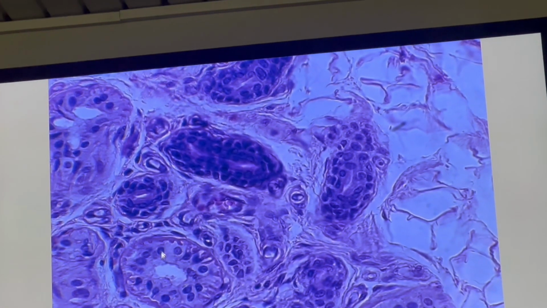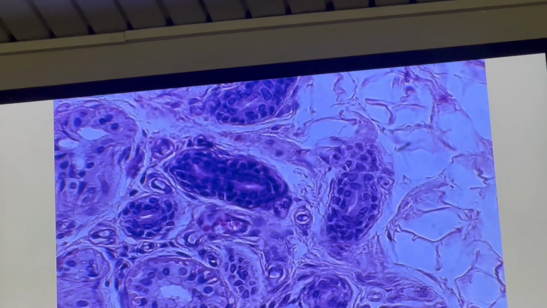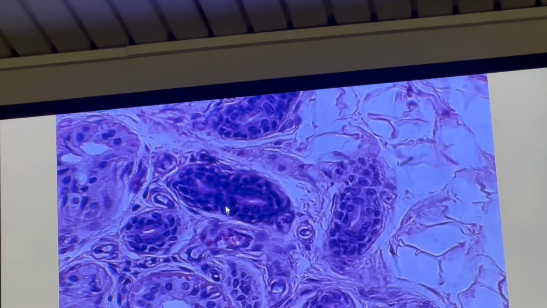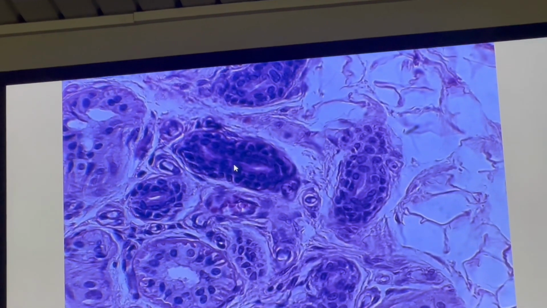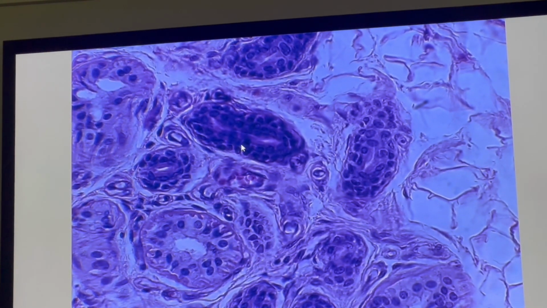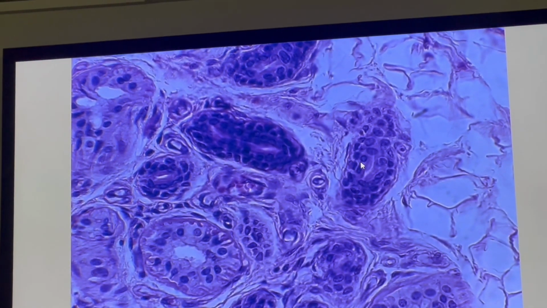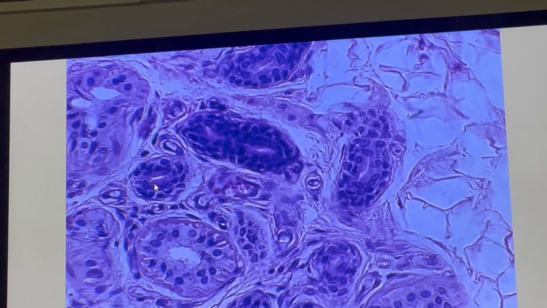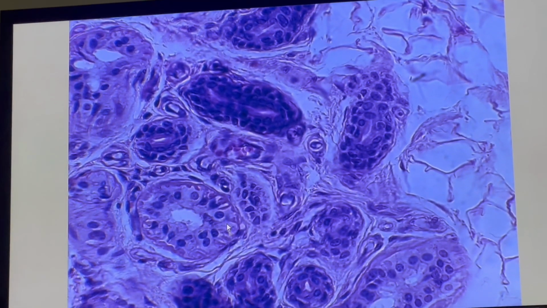This is the secretory portion, and this darkly stained one is the duct portion. The duct portion is lined with two layers of cuboidal cells, stratified cuboidal epithelium. This is the duct portion and this is the secretory portion.